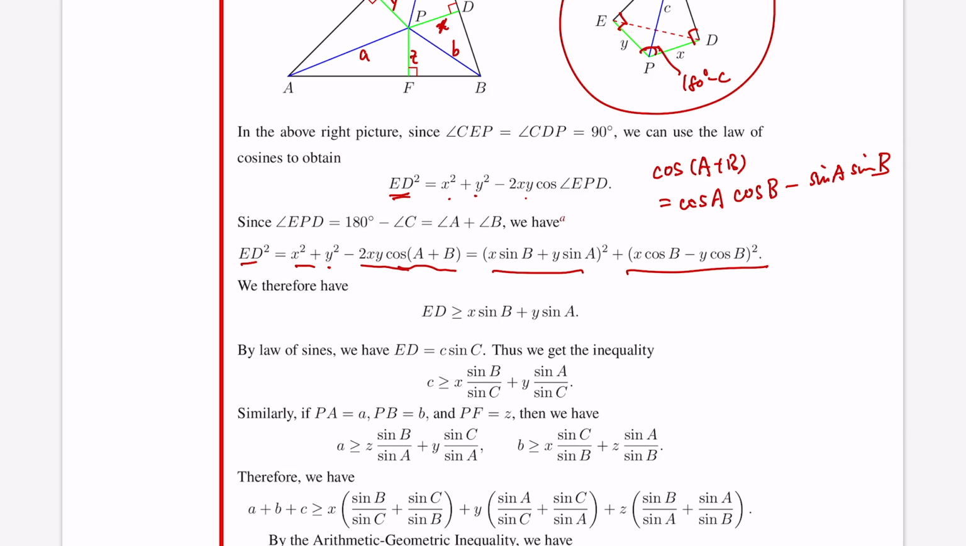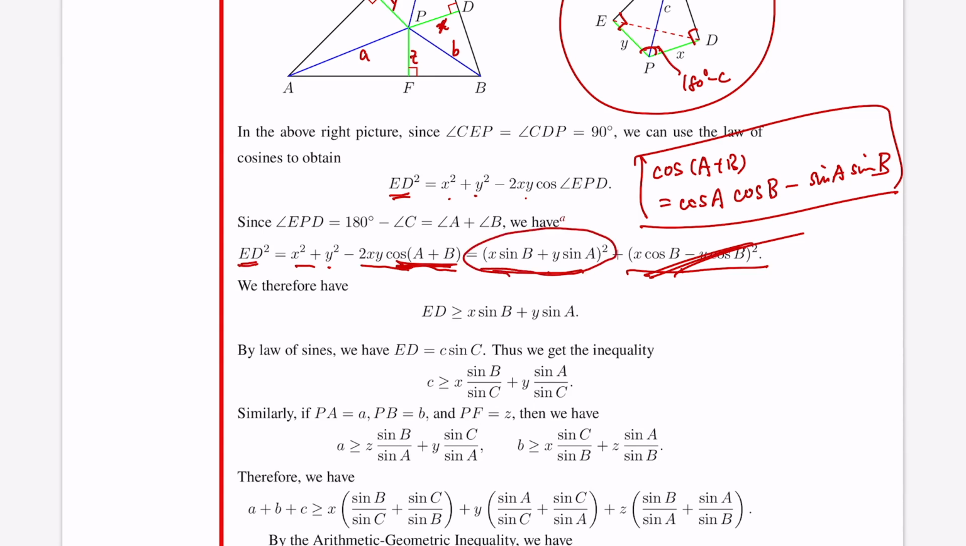In this particular example, if I expand cosine A plus B using this identity, we can actually write ED squared in terms of these 2. Of course, this is the trick. I can ignore one of them, I can get rid of it, since this is positive. So what I would see is that ED squared is bigger than or equal to this guy, and taking square roots on both sides, I get my inequality: ED is greater than or equal to x sine B plus y sine A.